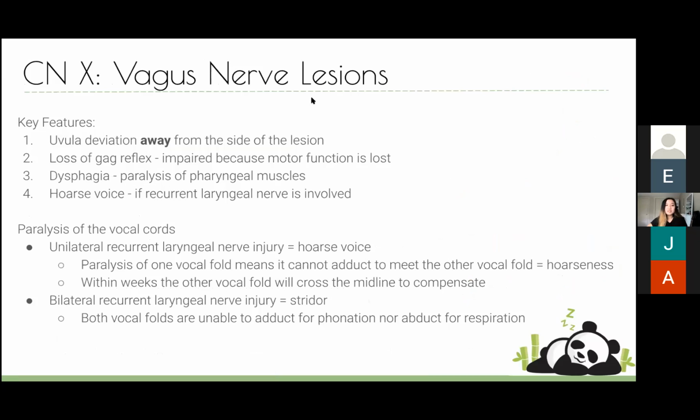Vagus nerve lesions, know that your uvula deviates away from the side of the lesion. And for cranial nerve 12, I guess it's not on the slide, but your tongue goes towards the lesion.